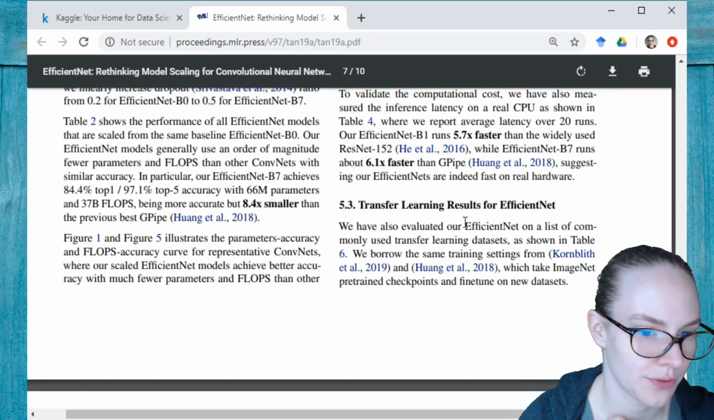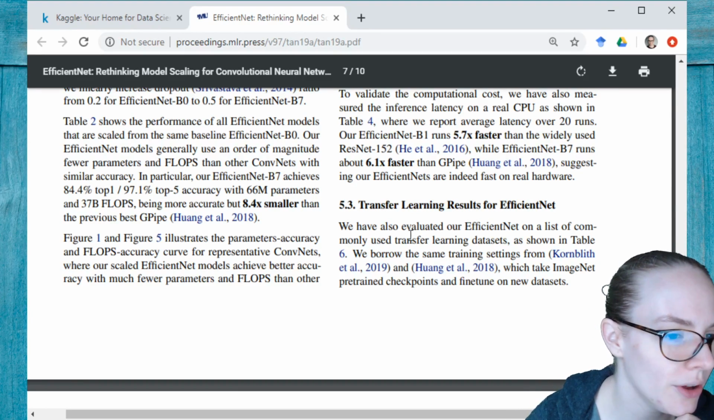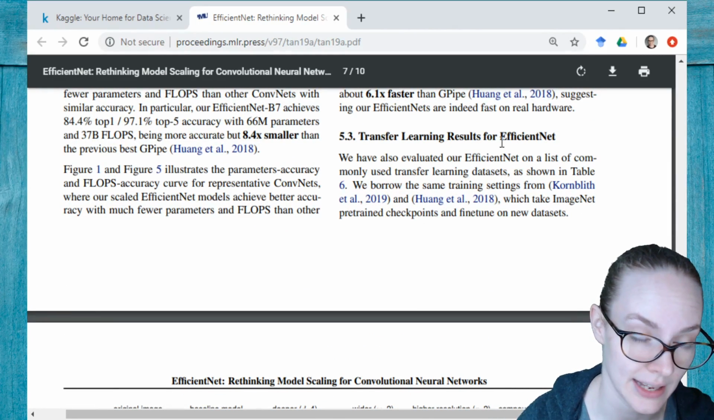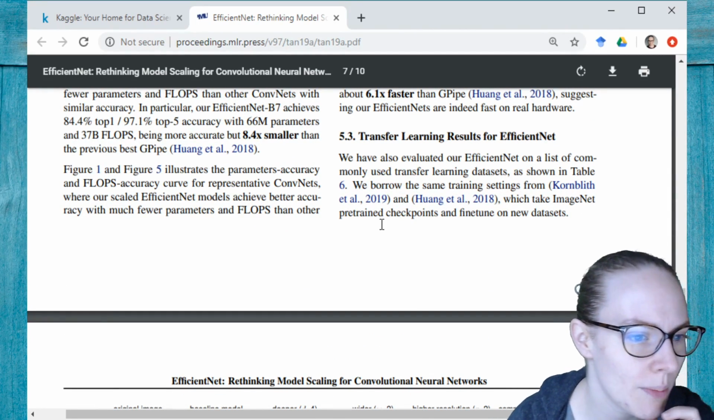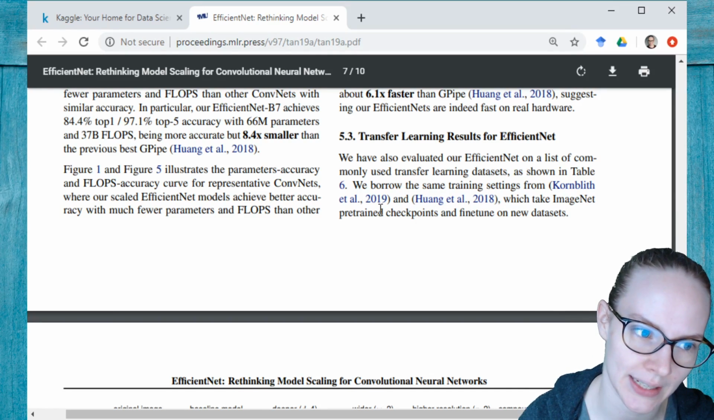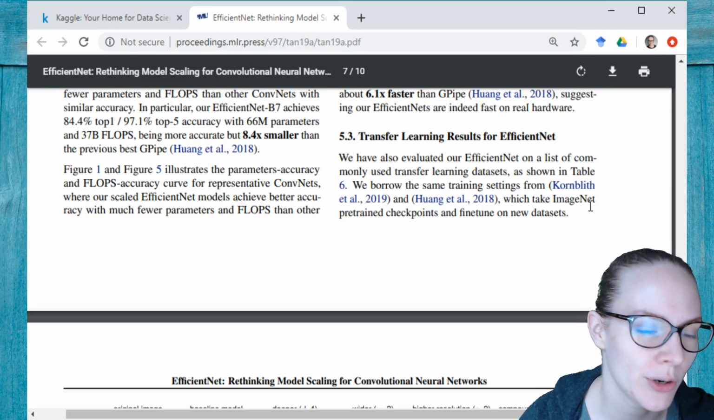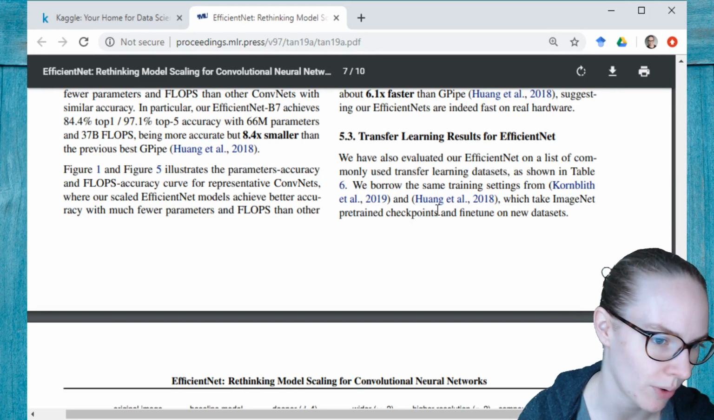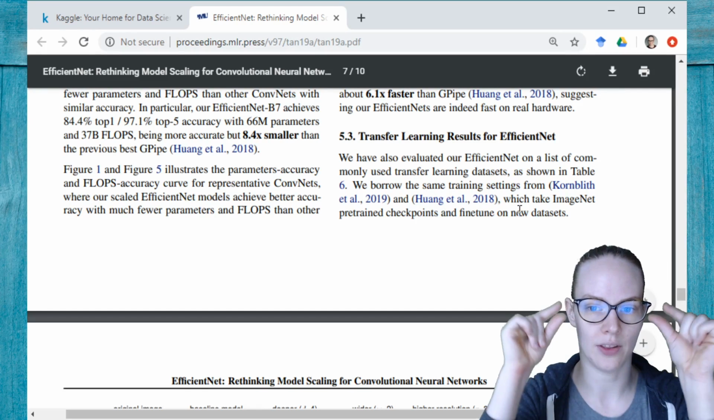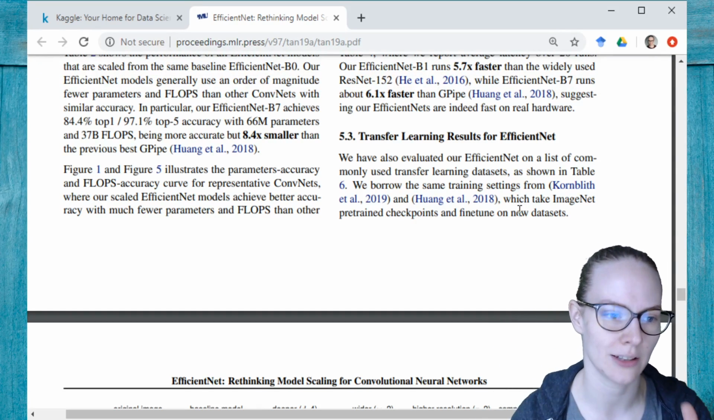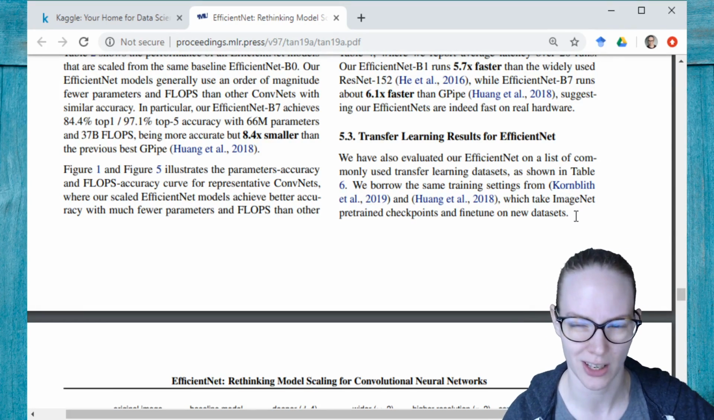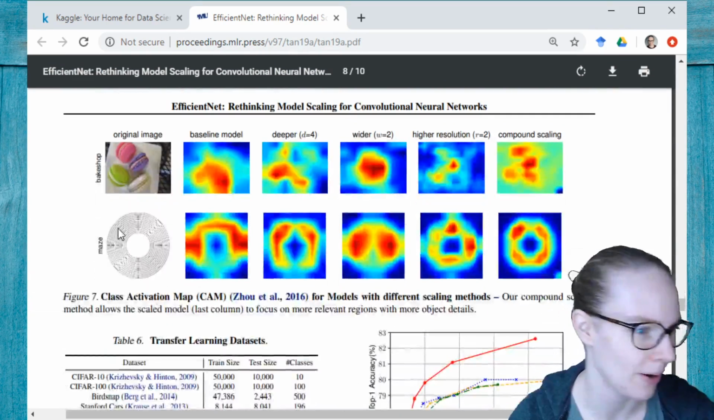Transfer learning results for EfficientNet. We have also evaluated our EfficientNet on a list of commonly used transfer learning datasets as shown in Table 6. We borrow the same training settings from Kornblith et al. 2019 and Huang et al. 2018, which take ImageNet pre-trained checkpoints and fine-tune on new datasets. So you train your big model on ImageNet, and then you finish training on a second dataset. So similar to BERT or GPT-2 or all of the other NLP transfer learning models we've talked about on the channel.